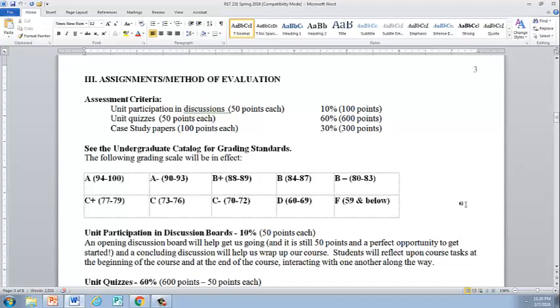All right, here's the grading scale we're going to use. A is 94 to 100, A minus 90 to 93, B plus 88 to 89, B is 84 to 87, and so on and so on.